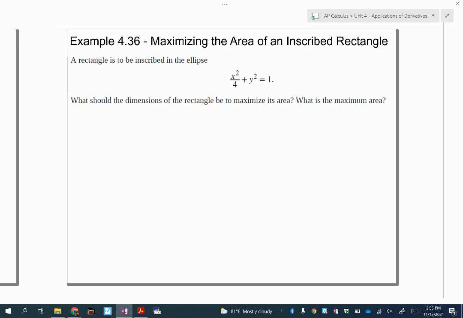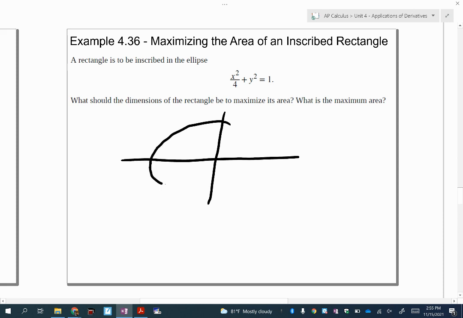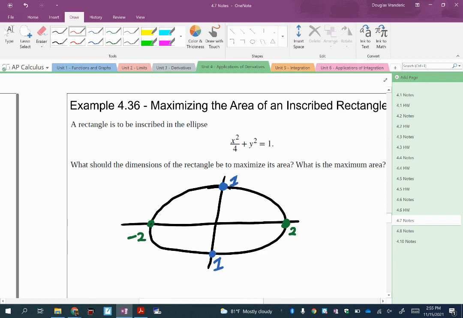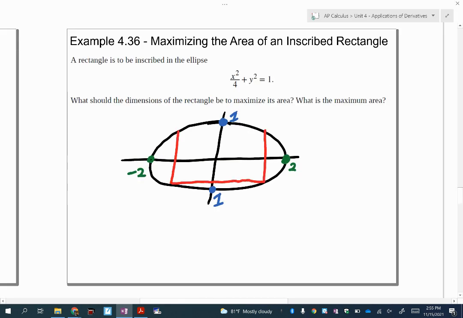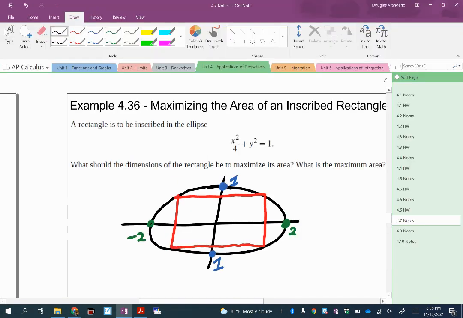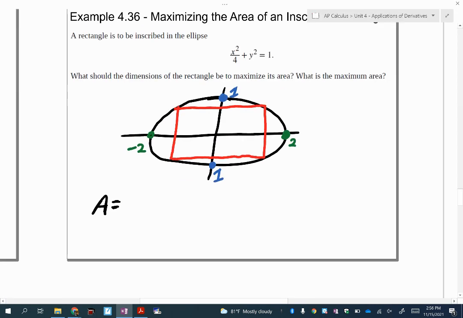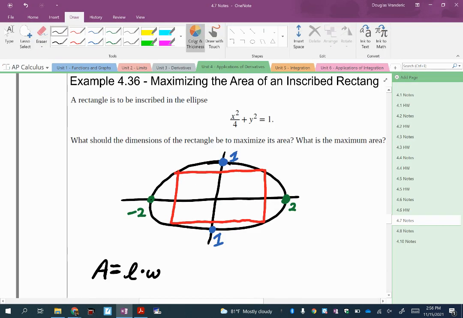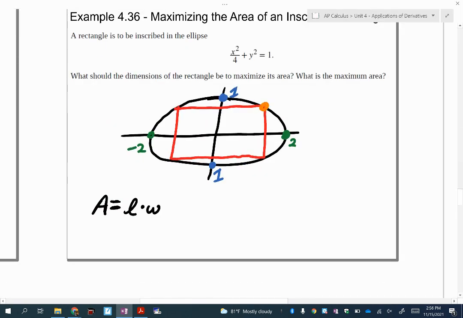So I have an ellipse. Okay, so an ellipse, and it's a horizontal ellipse, where this is going from +2 to -2, and we're going up to +1, down to -1, and we're drawing a rectangle in here that is going to maximize the area of the rectangle. Okay, so essentially what we're trying to do is write the area in terms of this rectangle first. So the area is length times width. All right, and to help me figure this out I'm going to focus on a point, and that point is in the first quadrant. So this point right here.